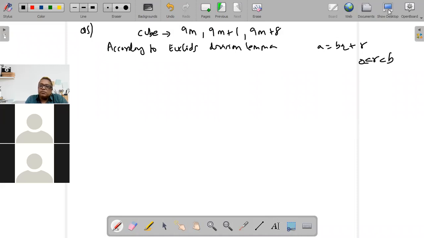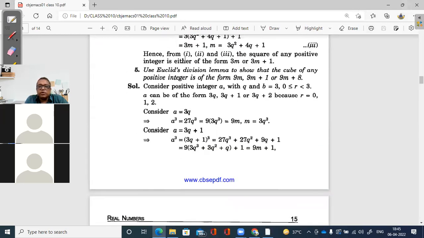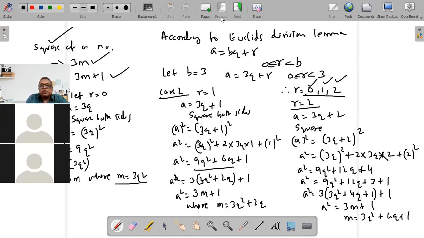Now what value of b will we take? See, in the previous question we had taken 3, because the question demanded 3. Now according to this question, what b should we take? We should take 9, because the forms are 9m, 9m plus 1, 9m plus 8, so the coefficient of m is 9. But the problem is, if we take 9, what will the values of r be? r will be greater than or equal to 0 and less than 9. So how many values of r will there be? 9 values: 0, 1, 2, 3, 4, 5, 6, 7, 8. We would have to take so many values.